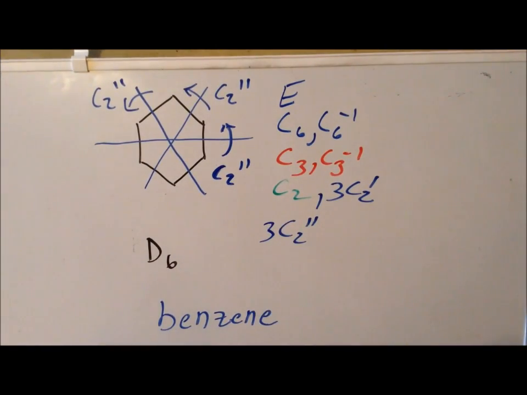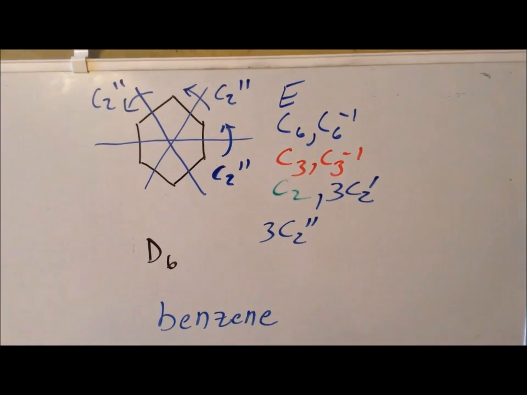What else do we need to find? Well, we found all the C2s. We're really interested in the mirrors at this point because the mirrors will tell us whether we have a horizontal mirror, we'll have a D6h. If we have a dihedral mirror, we'll have a D6d group. And if we have no mirrors at all, we would have simply the point group D6, which exists, but we do not have a good example of it with benzene here.